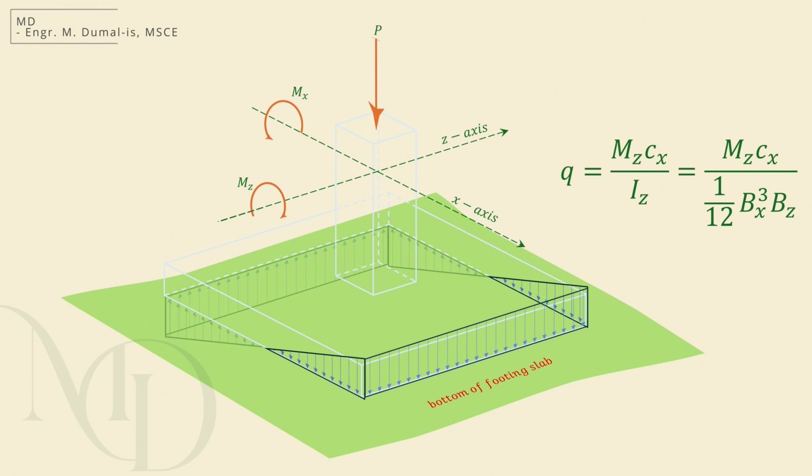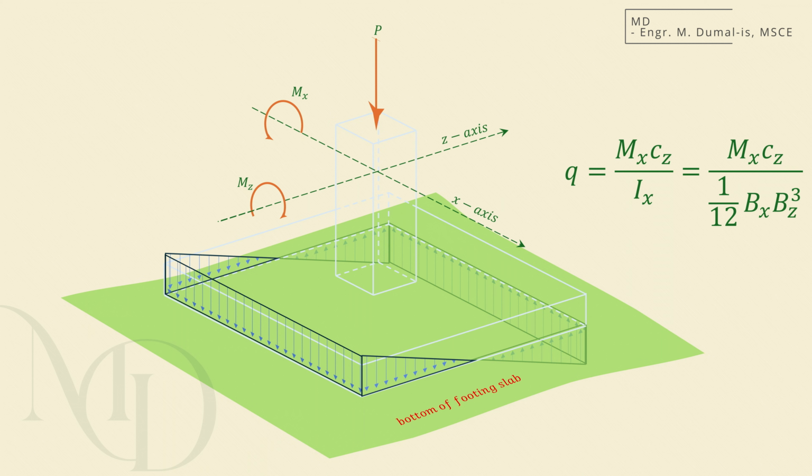Now, if a bending moment is also applied to the support, the footing will tend to rotate following the direction of that moment. This causes one side of the footing to press harder against the soil, while the other side slightly lifts up. The result is a linearly varying compressive stress on one side and tension on the other. The formula for the stress at any point in the slab is M times c over I. So for moment about the z-axis, we write it as Mz times cx over Iz.